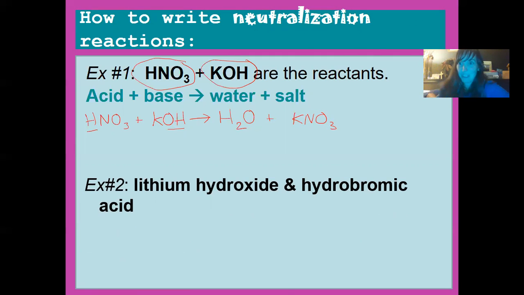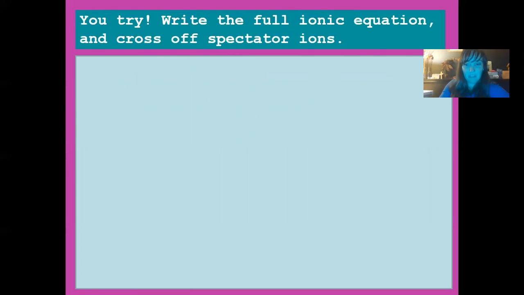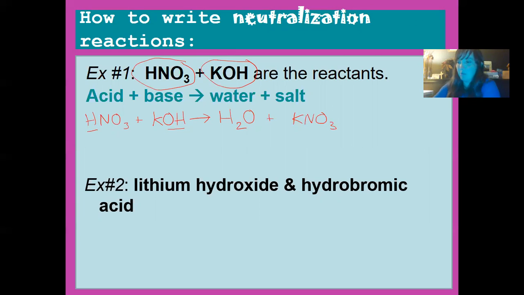Ooh, this time they wrote it in words. Lithium hydroxide and hydrobromic acid. Well, we will start off with our generic formula again. Acid plus base make water and a salt. So here's our acid. Hydrobromic acid is HBr. Our base is here. Lithium hydroxide is simply LiOH. Acid plus base makes water, H2O, and salt.